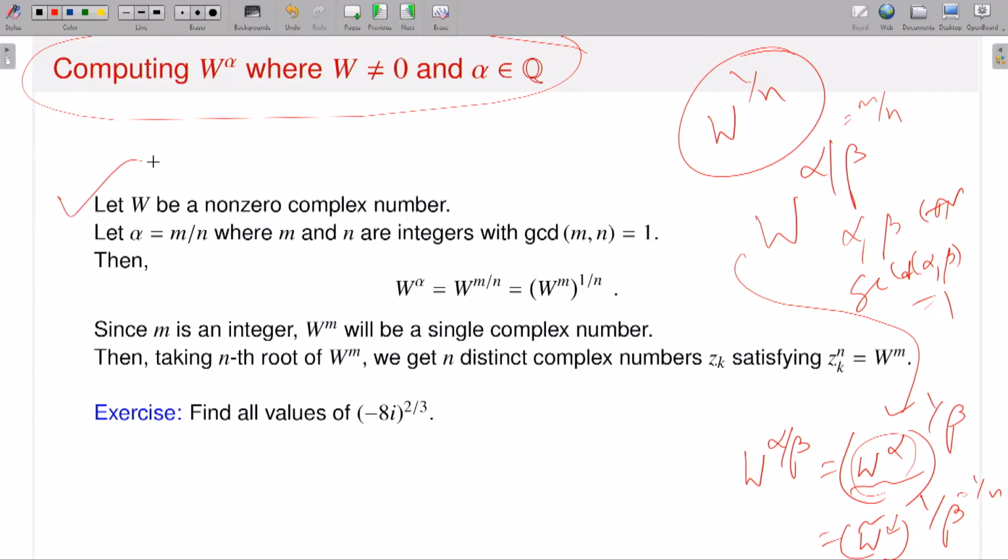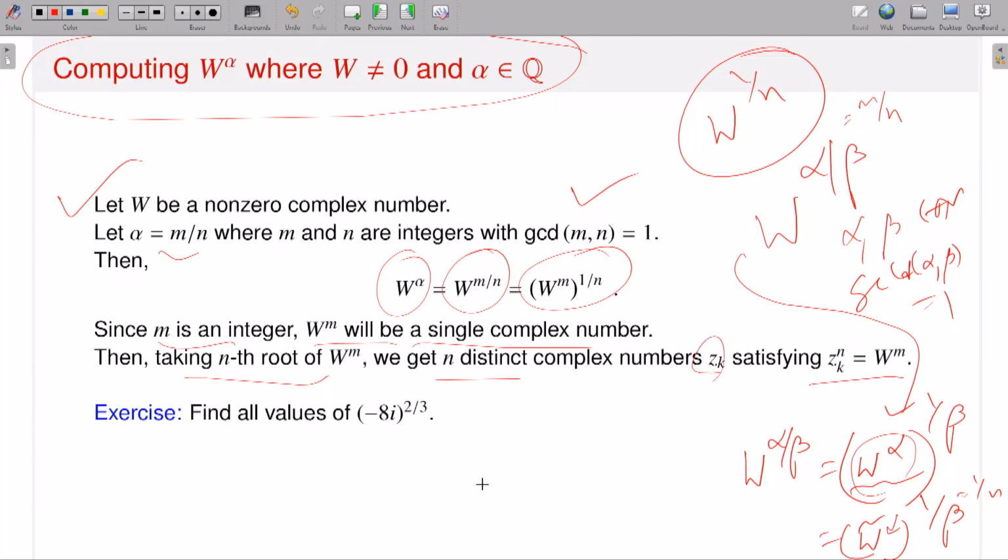So that's what I have written. Let w be any non-zero complex number. Suppose alpha is a rational number, say m by n, where GCD of m and n is 1. Then I want to calculate w to the power alpha, that means w to the power m by n. That means you can think of this as w to the power m, to the power 1 by n. Now since m is an integer, w to the power m will be a single complex number. Therefore taking the nth root of that single complex number w to the m gives n distinct complex numbers z_k which satisfy these equations.